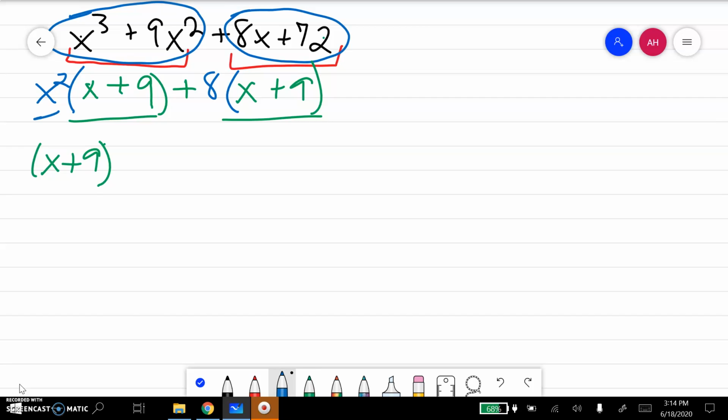And then what we have left is this x squared plus 8. So you just do another set of parentheses, x squared plus 8. And that is your answer.